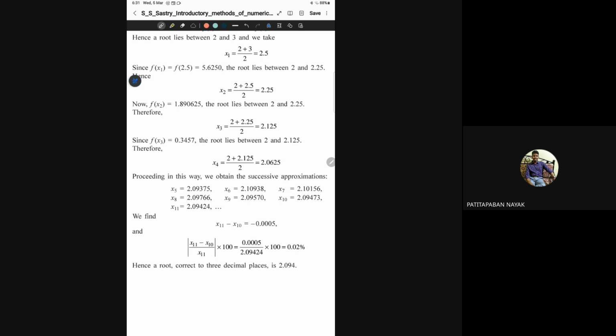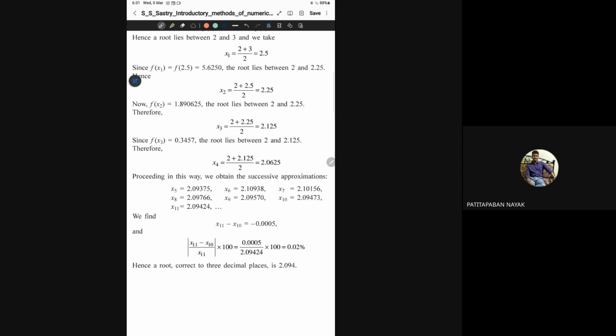No, no, your f of x3 is positive, right? f of x3 is positive. f of x4 is positive. f of x5 is negative. I have got 2.0625. So the point is here it is calculated between 2.125 and 2.0625.